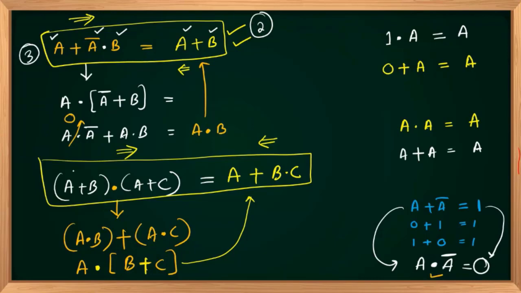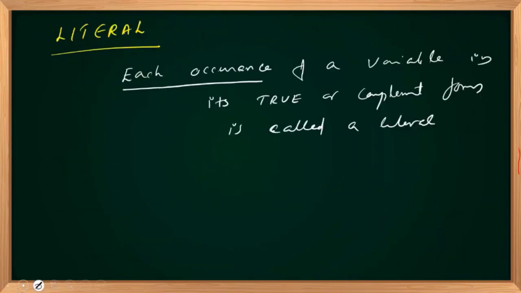Similarly here, 1, 2, each occurrence is a literal. A is appearing again, so I should count it as another literal. Each occurrence of a variable is called a literal. So 1, 2, 3, and 4: I have four literals here on the LHS. On the right hand side I have 1, 2, 3 literals. So the right hand side is a simplified expression. As the number of literals is less, the expression is getting simplified more and more. The least number of literals implies the expression is most simplified. So that is a literal.